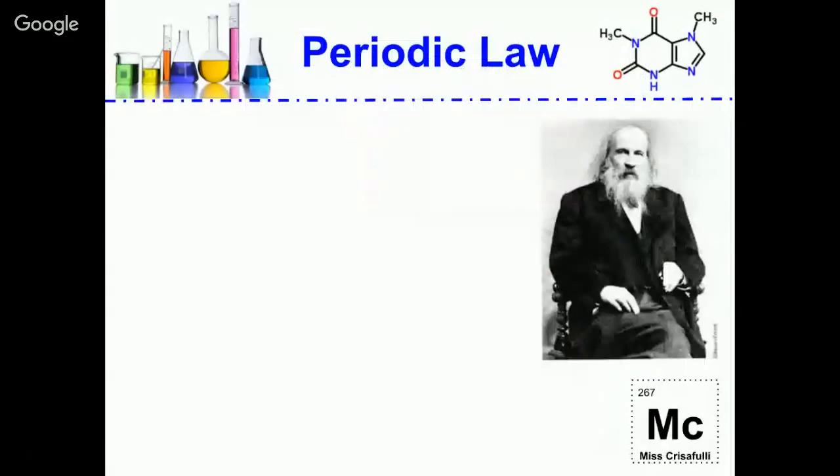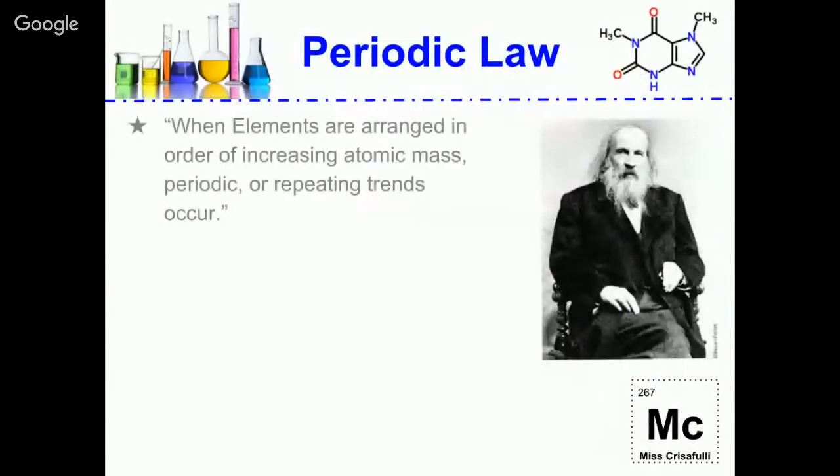So remember there was this thing called the periodic law. That means that when elements are arranged in order of increasing atomic mass, periodic or repeating trends occur. We will talk about all of these trends in detail, but we need to remember that this is all because they were in order of increasing atomic mass.